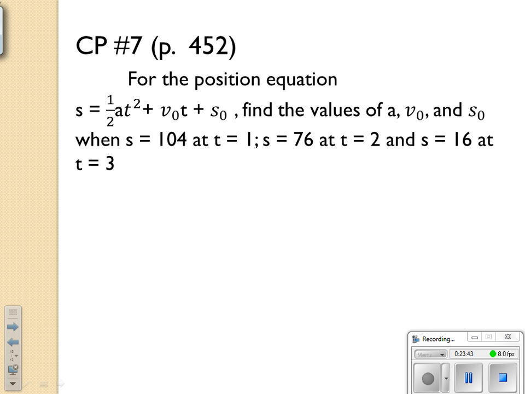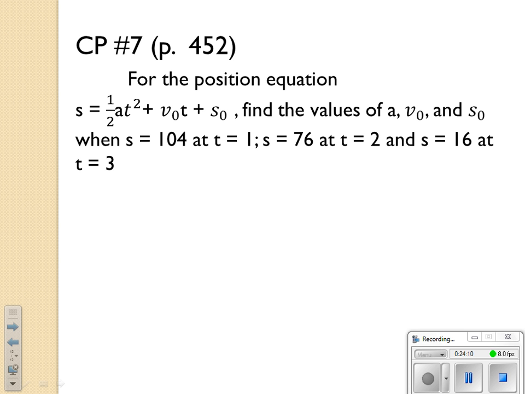All right. This is called the position equation. We worked with this equation earlier on, I think in the chapter where we worked with quadratics so much. It is a quadratic function. So it's coming back to us right now, and we're going to use systems to help us solve something like this.